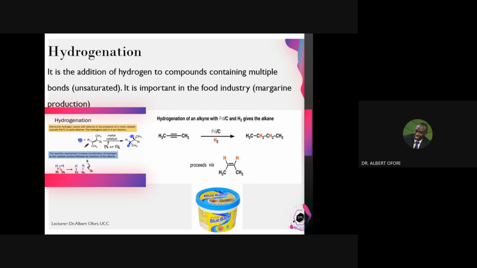What's the difference? Can somebody help me? What's the difference between margarine and butter? I've said that it's quite important in the production of margarine because we push in the hydrogen gas where we hydrogenate the alkene to the alkane. What's the difference between margarine and butter?